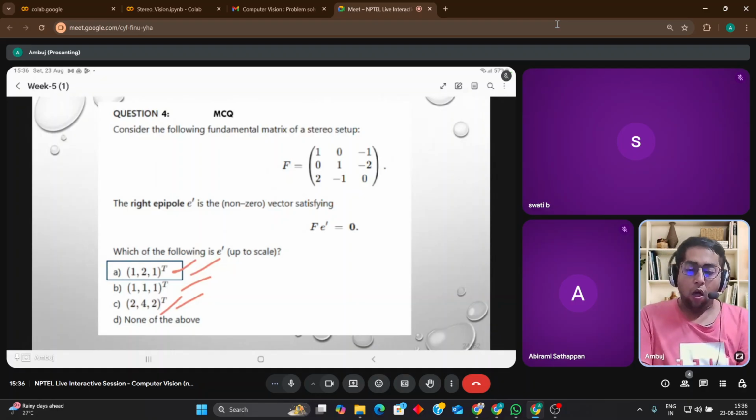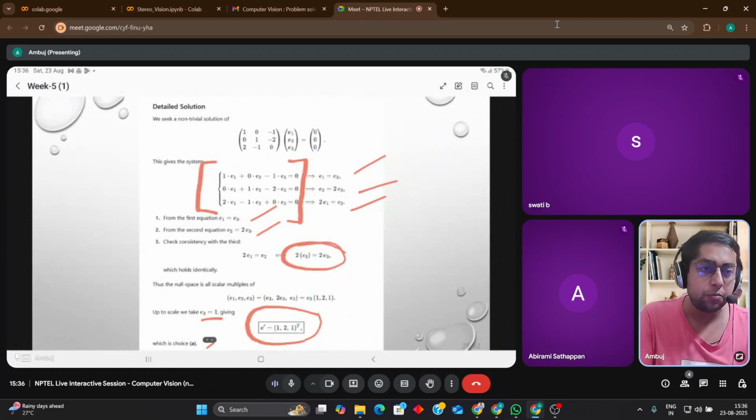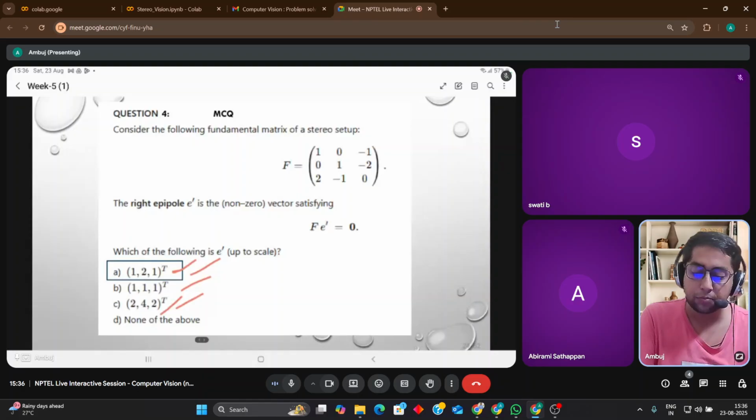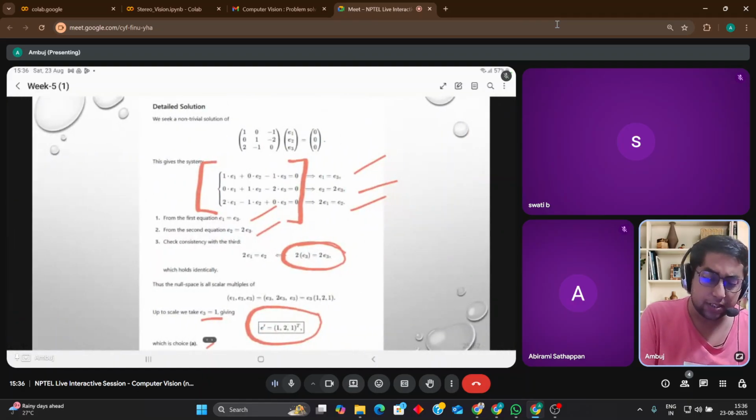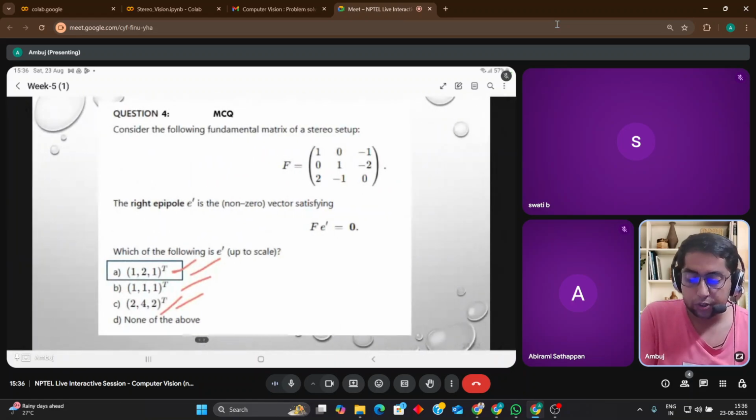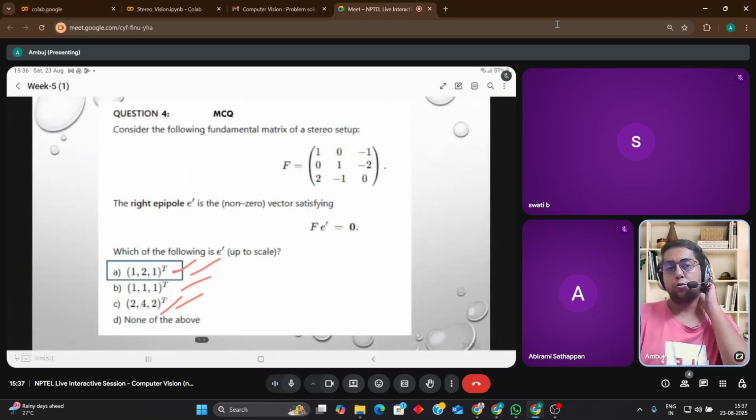Okay, E2 should be equal to twice of E3, which is there in option number B, option number A and C. Okay, and twice E1 should be equal to E2, which is also there in option number C. Hence, both the options would be correct.